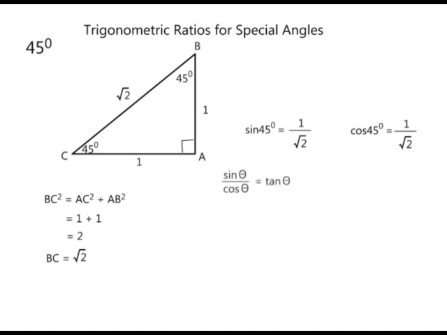But then tan theta, we've seen, is equal to sin theta over cos theta, and therefore tan 45 degrees is equal to sin 45 over cos 45. That gives us 1 over root 2 divided by 1 over root 2. Then we have 1 over root 2 times root 2 over 1, and that gives us 1. And if you go to the tables of tangents, you will find tan 45 is actually 1.